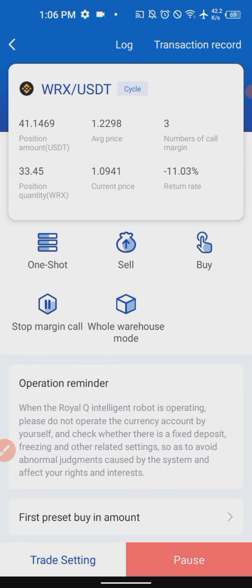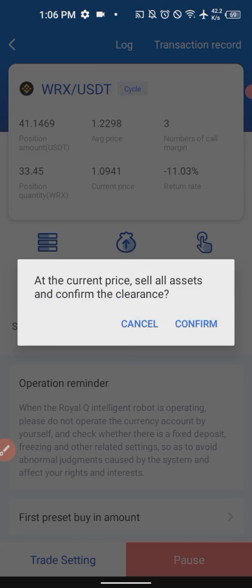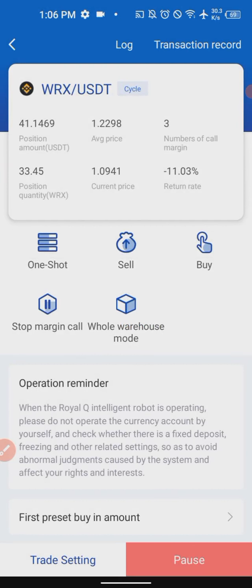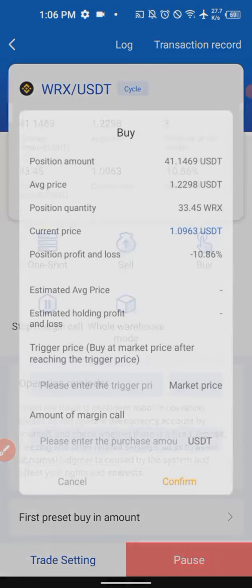So I can easily click on sell, but the problem is, all at the current price, sell all assets and confirm clearance. But when I click on sell, it's more like me liquidating my account, meaning at this price I do not care again, I just want to do it. I just want to sell off my property and make the loss, probably for those who will be impatient, which is totally wrong. So this is a sell option, but you can use it if, for example, you're already in profit. You can use it. This is the buy option.